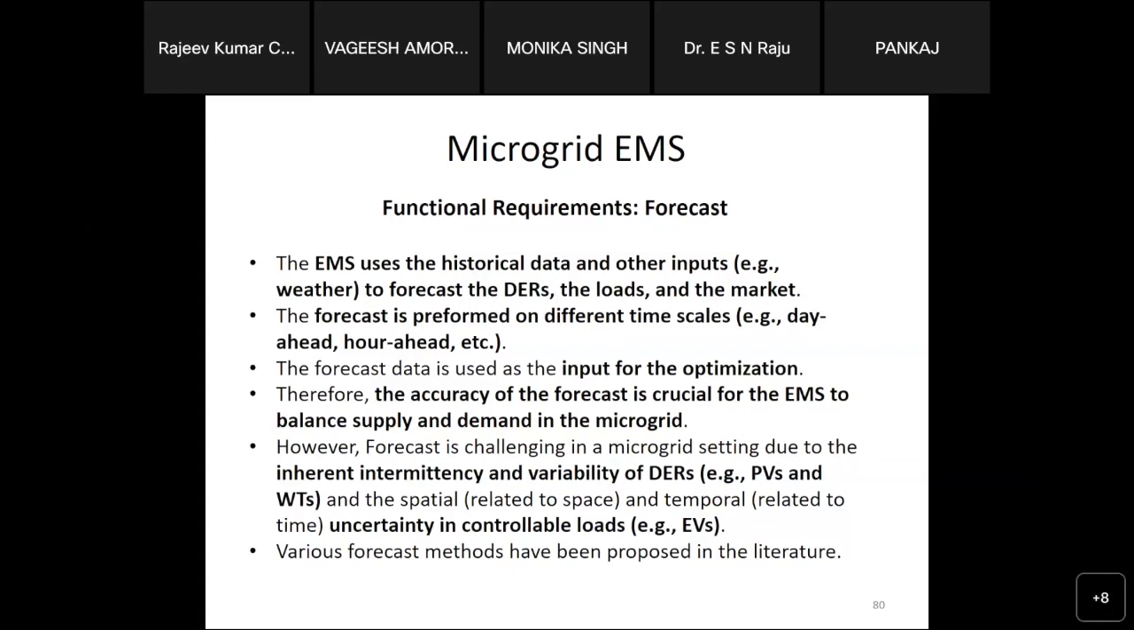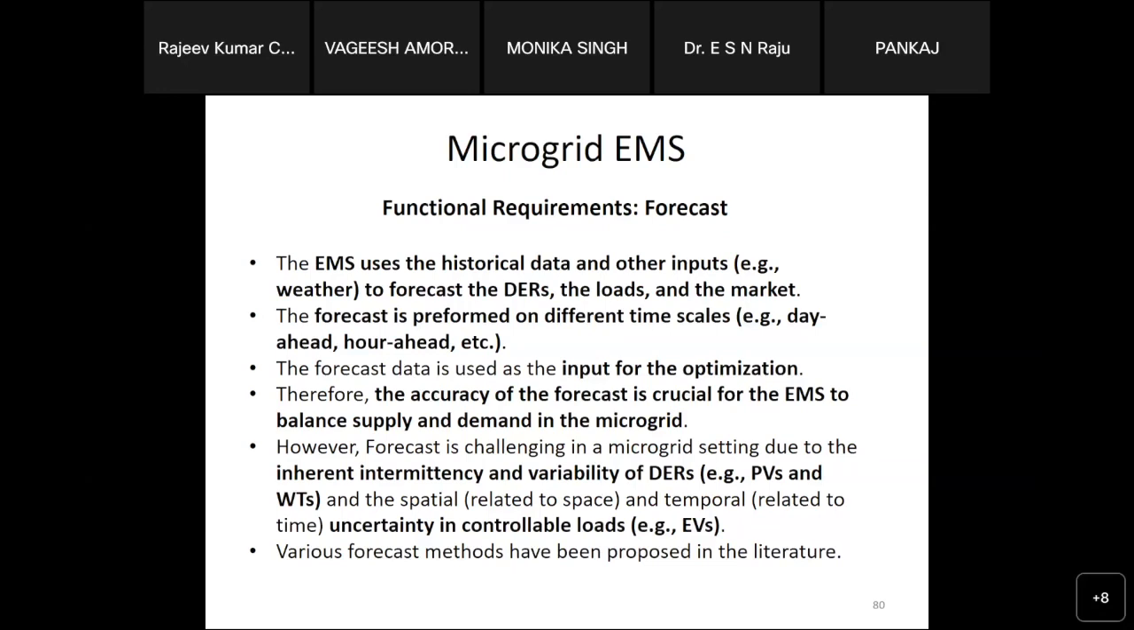So it can be the short scale, the medium scale, or the long term. I will show all those things in the coming slides. So what is short-term forecasting, what is medium-term forecasting, and what is long-term forecasting? In forecasting, we are going to utilize the historical data and other inputs. Historical data means, for example, the previous weather data for the last 1 year, the previous month, or the previous day.